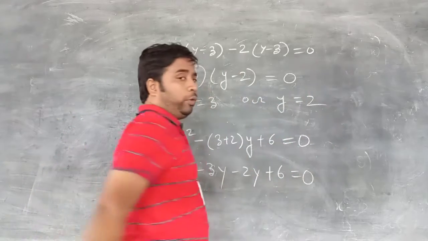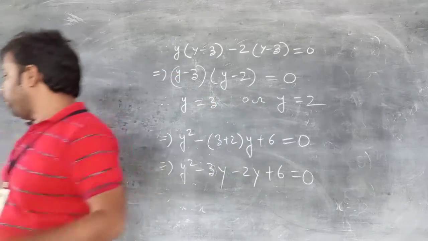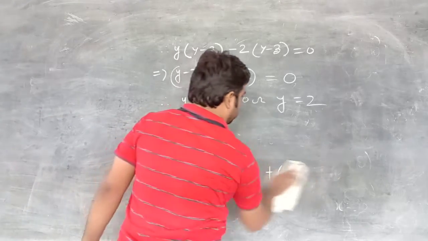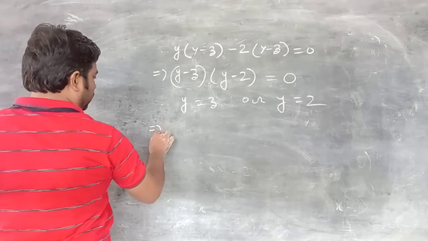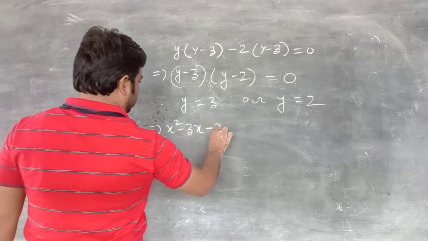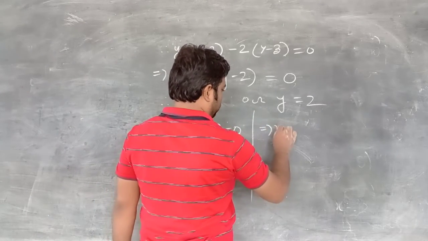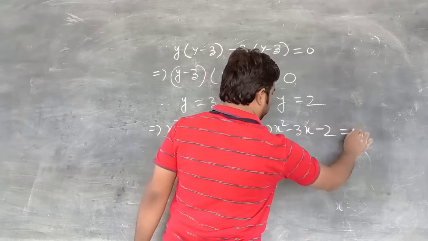So in the beginning we consider y as what? In the beginning we consider y as x square minus 3x. So in place of y we put x square minus 3x. So if we put x square minus 3x minus 3 equal to 0, this is x square minus 3x minus 2 equal to 0.